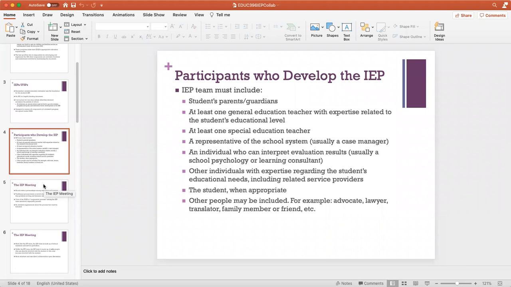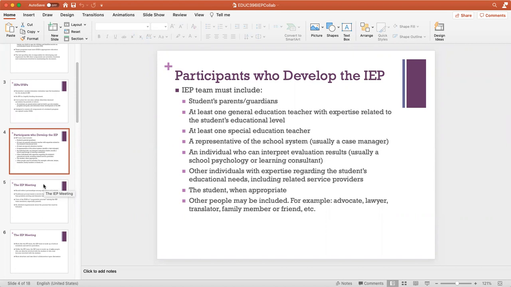This subset of individuals are not people that are required, but are rather people who regularly work with the student. So this can be a speech therapist, an occupational therapist, a behavioral specialist, a physical therapist, a student counselor, a specialized PE teacher, maybe a reading teacher. In some cases, this could be someone who is not part of the school system, but is providing outside services to the student.